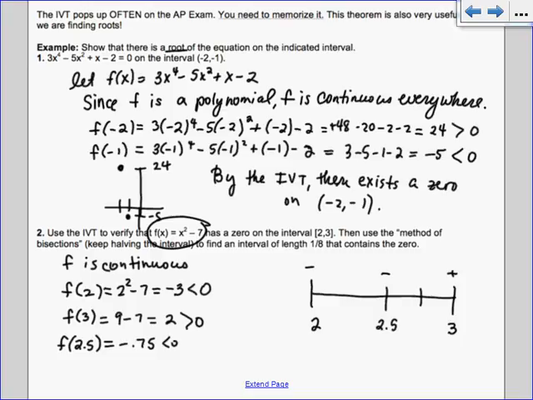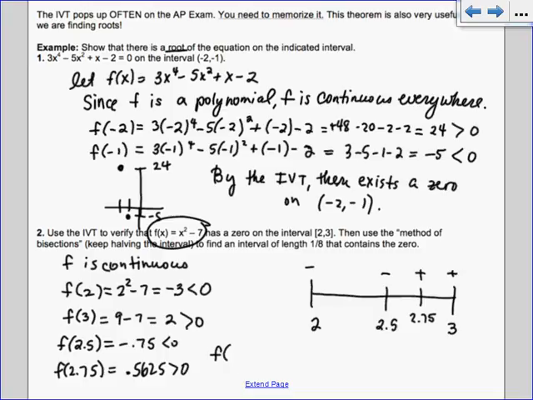So I'm going to halve it again. So I'm going to put in 2.75. And when I do that, I get f of 2.75 is 0.5625. Okay, so that's positive. So now I'm between 2.5 and 2.75.